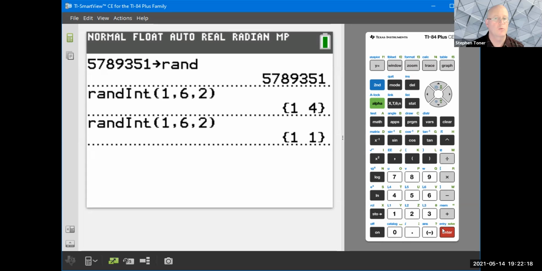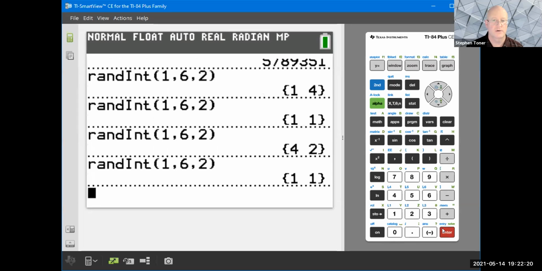It just rolled double 1s. It just rolled a 4 and a 2. It just rolled double 1s again. Wow. And then a 3 and a 1 and a 6 and a 1, etc. So bottom line is you can use this to generate random numbers.